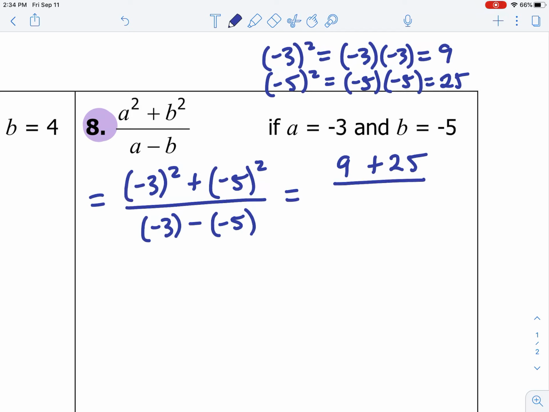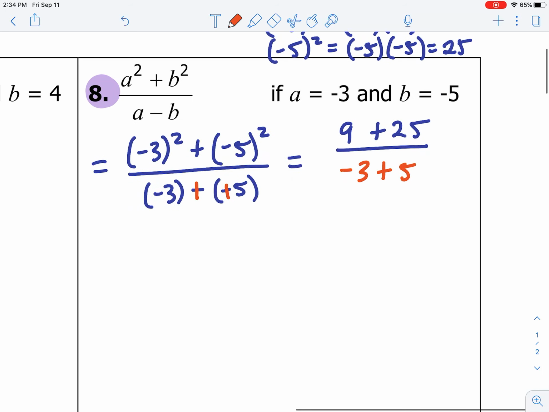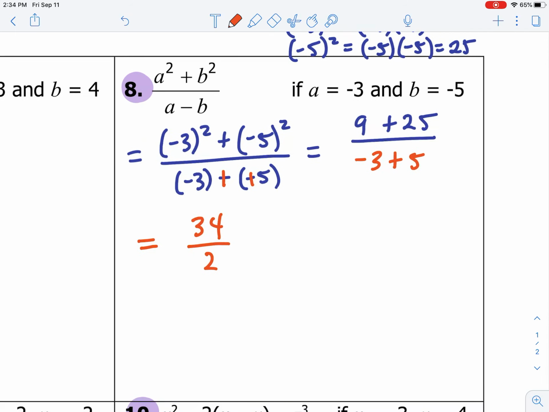We notice in the denominator that we have a double negative. So right here, I need to change these two negatives that are right next to each other to plus. So what we have in the denominator is -3 plus 5. From here, all we have to do is add in the numerator and subtract in the denominator. So 25 plus 9 is 34. -3 plus 5 is 2.